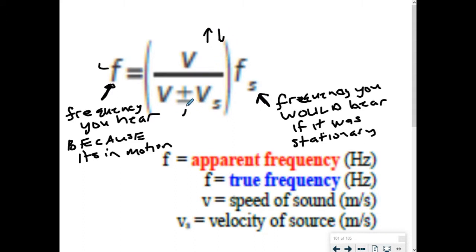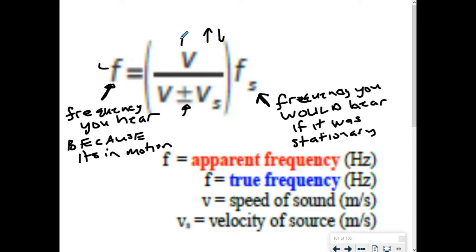And because of that, that's why there's a plus or minus sign inside of here. The plus or minus sign accounts for the fact that sometimes you're going towards something, and if you're going towards it, your frequency increases. Or if you're going away from something, your frequency decreases. I'd like to explain how this middle section here works.